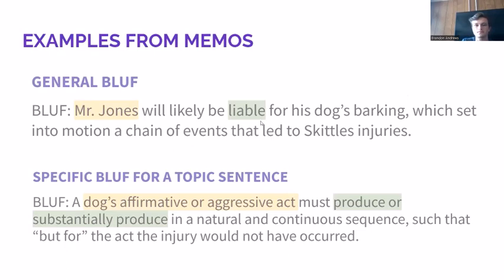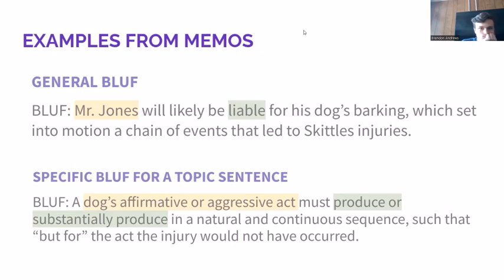We have two examples from our WA3 memos. One is a more general BLUF that you would put towards the beginning of your discussion that just says, Mr. Jones will likely be liable for his dog's barking, which set into motion a chain of events that led to Skittles' injuries. Mr. Jones is the subject that you're going to want your reader to focus on, and you want them to focus on the action that is his liability. That's what you're going to be discussing in this general discussion section.